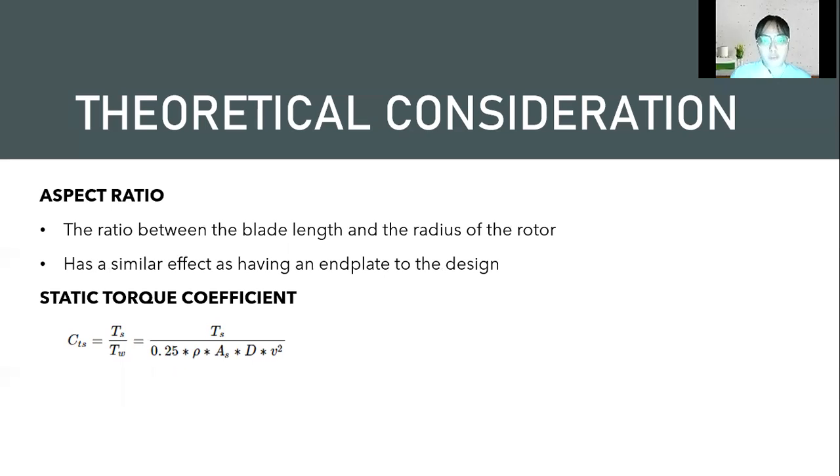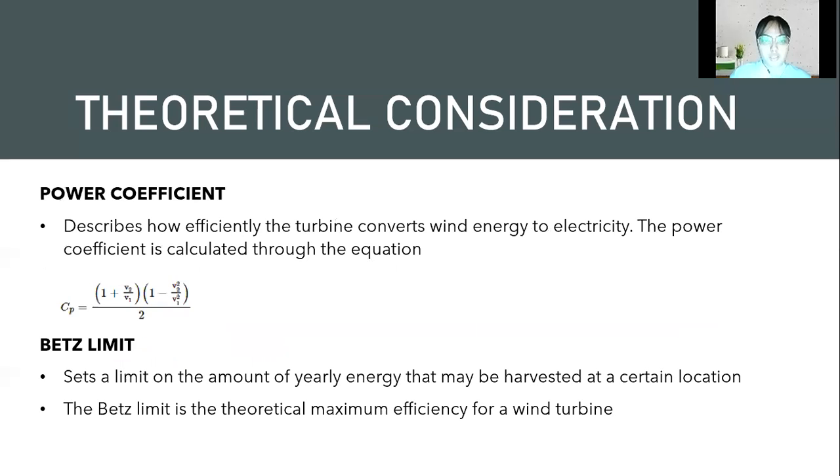In the performance of the turbine, the blade arc angle, number of blades, blade swept area, the existence of end plates, aspect ratio, and tip speed ratio were considered to solve for the static coefficient. Next is the power coefficient, which describes how efficiently the turbine converts wind energy to electricity. This can be calculated by the following equation.